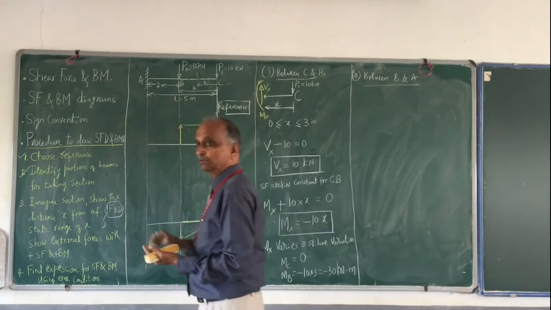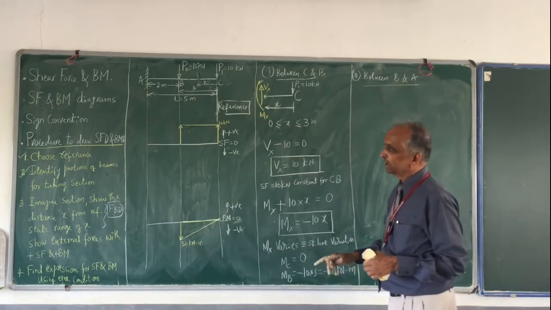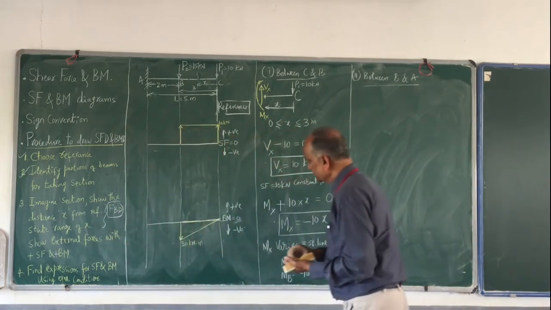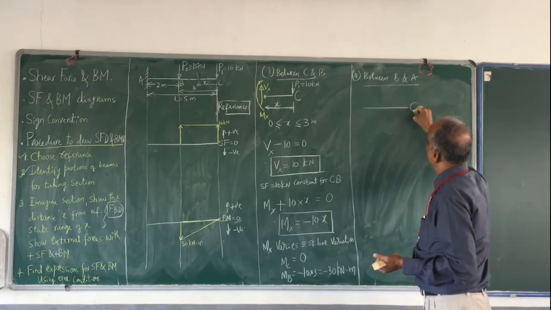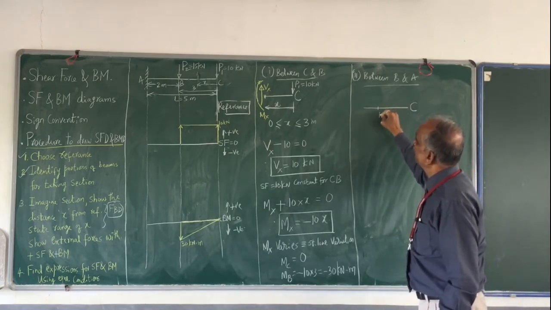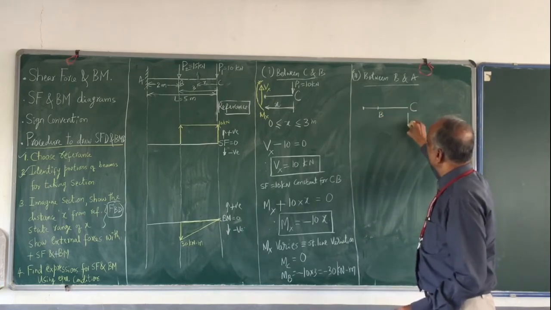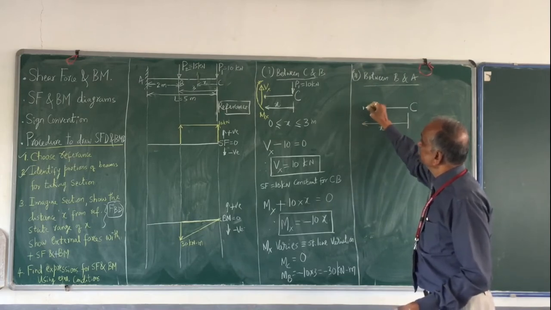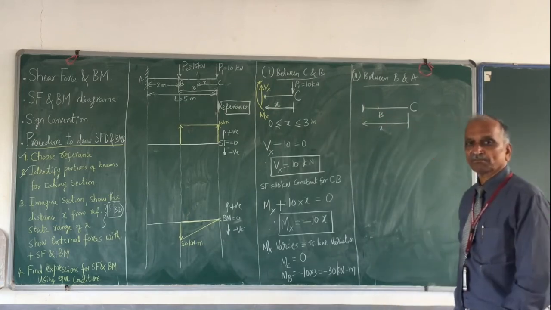Now I also have to take between B and A. Similarly, I shall quickly go through between B and A. What is to be done first? Imagine a section and draw the free body diagram. The free body diagram must have the reference. This is your C, and you also have B, and this is your section. Where is the section? The section is at a distance x.